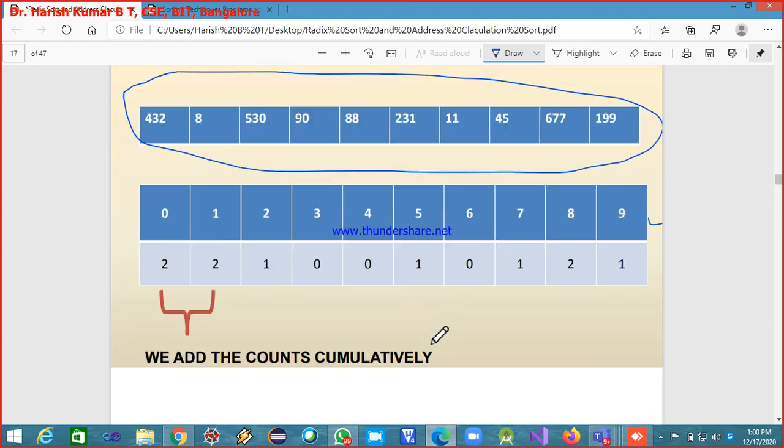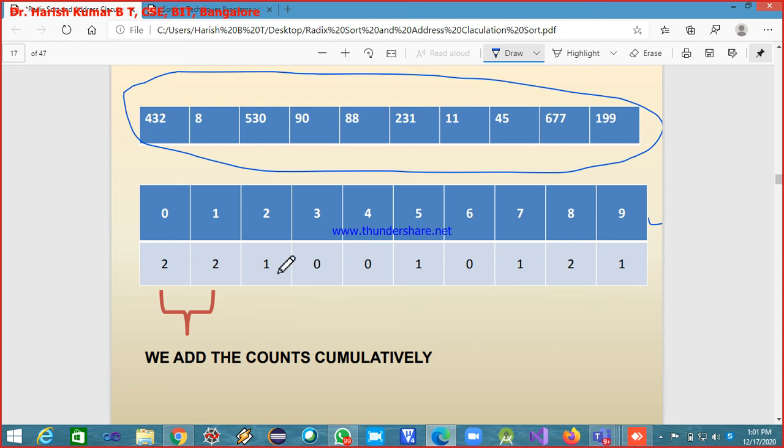Yeah. Next, what we do, once you find how many elements there are with respect to the ones place, is find the cumulative sum. So how to do that? We add the counts cumulatively. So this is 2 plus 2, 4, and 4 plus 1 is 5, 5 plus 0 is 5. So I start from here, I take this 2. Since this is the starting element, I cannot add anything to this. To the next 2, I add this 2, it becomes 4. Now to this updated value 4 I add this 1 and I make it 5.